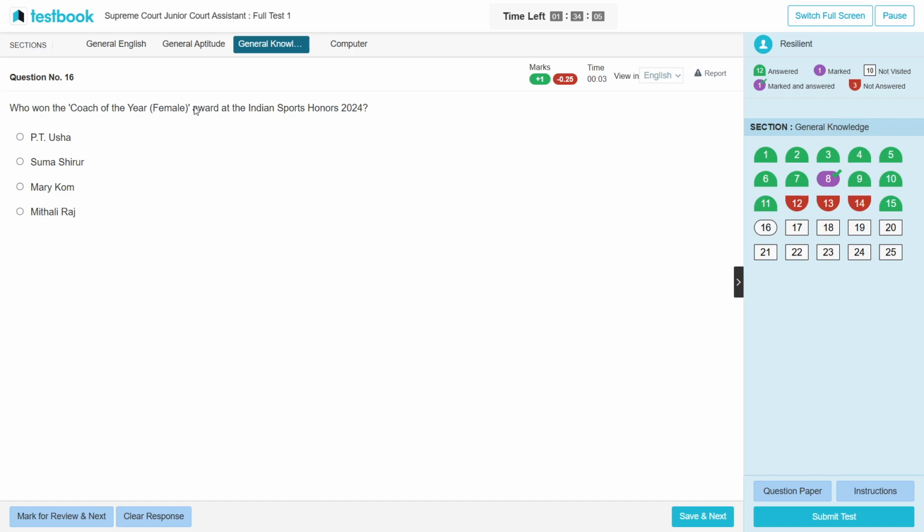Who won the Coach of the Year female award at the Indian Sports Seminar? What is the name of the AI-powered facial recognition tool introduced by Airtel Payments Bank? Chairman of Tata Trust.